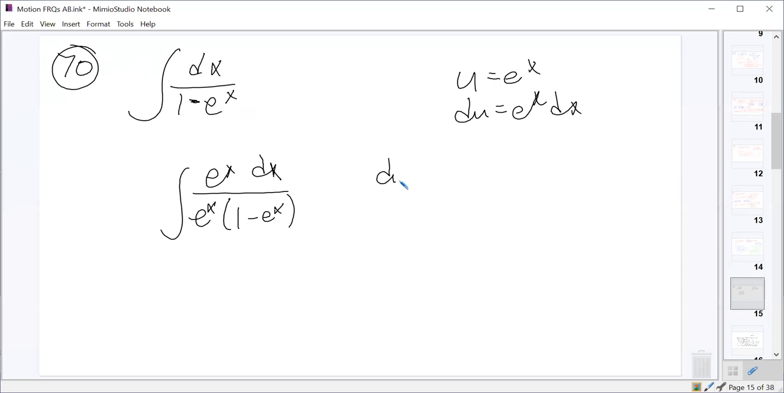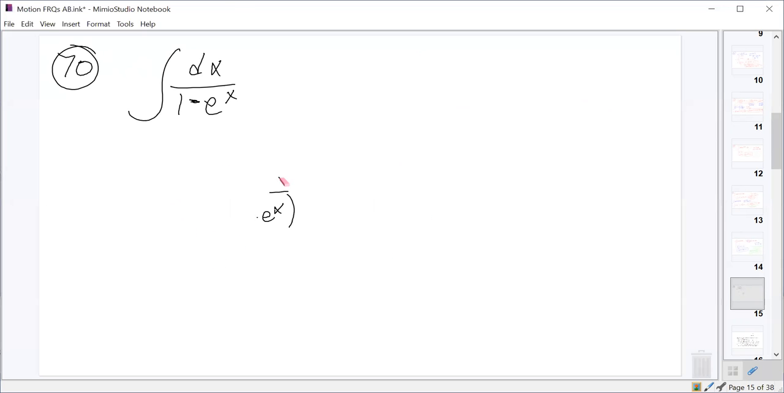Which would give you du over u times 1 minus u, right? Which is not an integral that we know how to solve for this class. It is an integral that is fairly easily solved using something called partial fraction decomposition, but that's not for us. So your idea is good. It would work in theory, but it does not work for us in this class. Anybody else have a different idea?